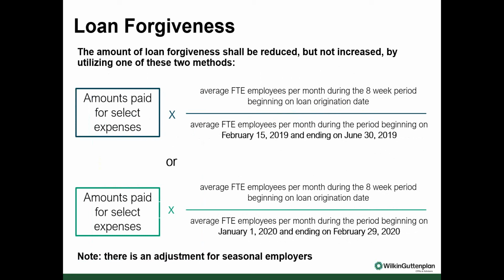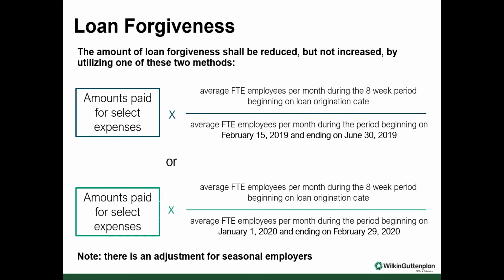And then you have the choice of using the denominator in one of two ways: either average full-time employees for the period beginning February 15th, 2019 and ending on June 30, 2019, or you may use the full-time equivalent employees per month during the period beginning on January 1st, 2020 and February 29th, 2020.